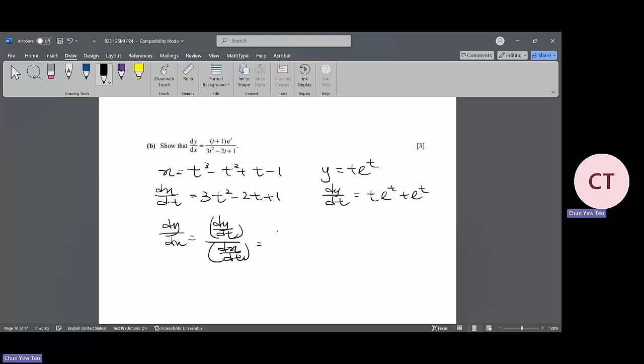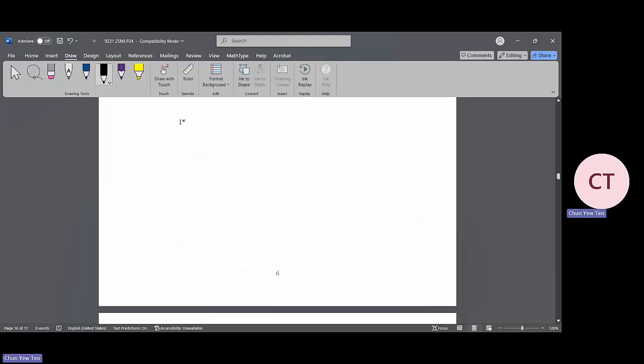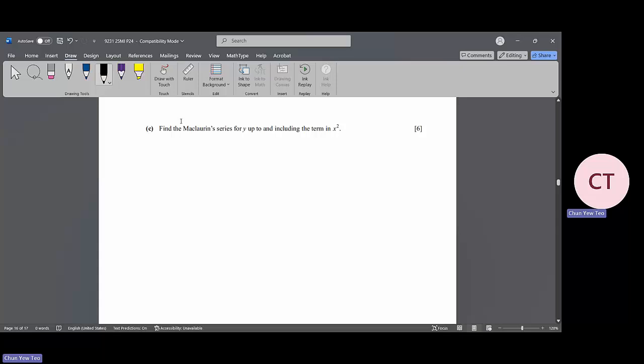So you will have this, and we can simplify it, factorize it. So you will get (t plus 1) e to the power t divided by 3t squared minus 2t plus 1. So done, shown. Okay, so this is the answer for question number 4b. Moving on, we have 4c.